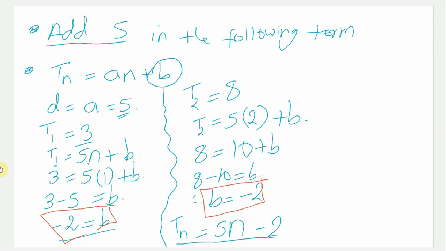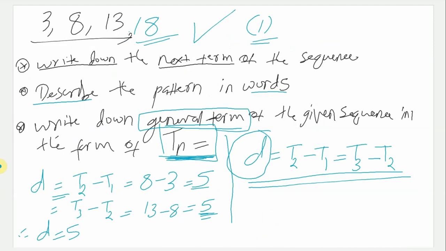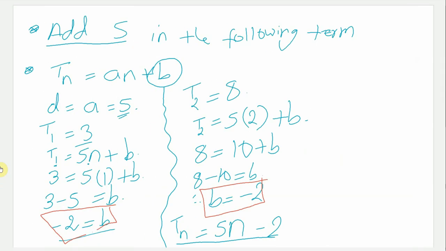So okay, note the following. Our value of b being negative does not mean that our sequence is decreasing. No, because you can see our sequence is increasing, starting at 3, then it went to 8, and then it is at 13, and then it went up to 18. So that doesn't say anything about the value of b. The value of b is just a number that you add to this product that will give you the term number.